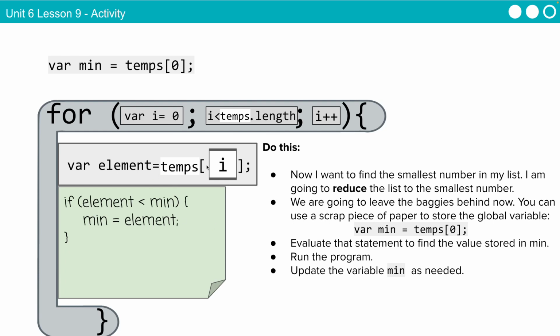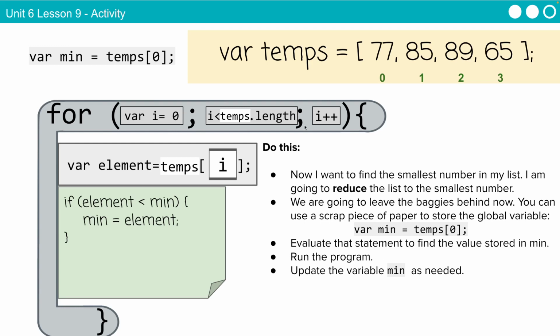So here's our global variable out here. var min equals temps[0]. That's where we start. So temps[0], here's our temps list. temps[0] is 77. So we're immediately going to set min to 77. Okay. Again, we're going to go through the loop.